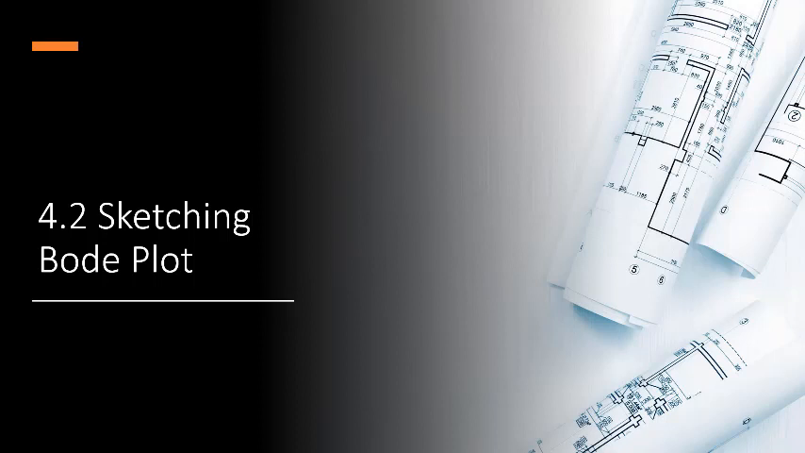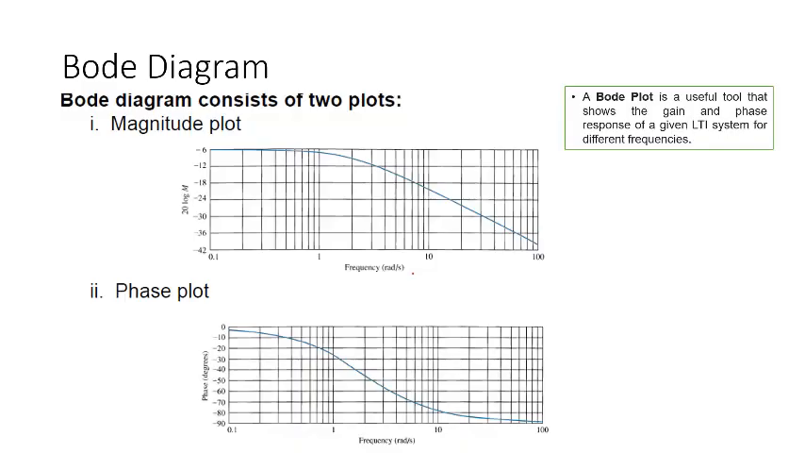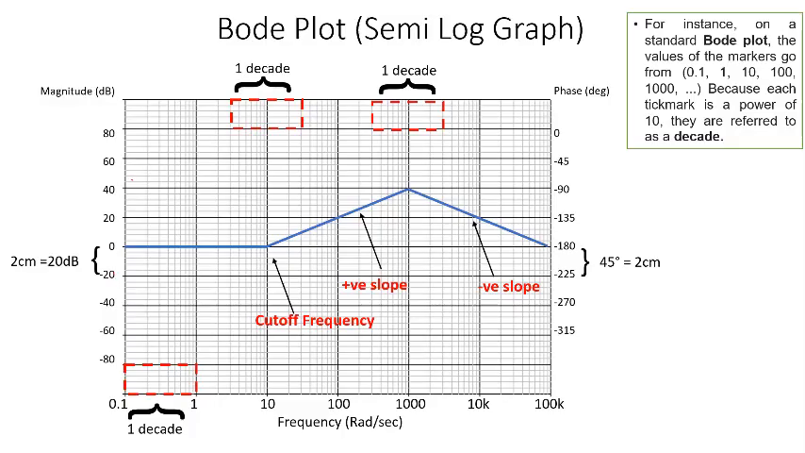So now let's proceed with sketching the Bode plot. Now we know that the Bode plot is a useful tool used to show the gain and phase response of the linear time invariant system. The Bode plot diagram must consist of two plots, that is a magnitude plot and also the phase plot. So now let's see how we need to plot the Bode plot on the semi-log graph.